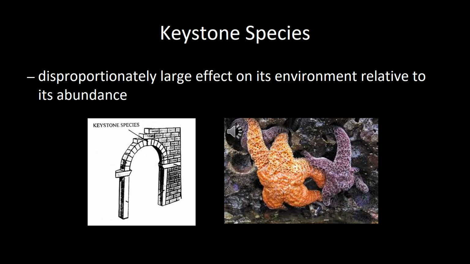Another important characteristic of communities would be the keystone species. These are species that have a disproportionately large effect on the environment that they live in relative to their abundance, meaning they're not really abundant, they're not like dominant species, but they have a big effect on many other species in that community. They're very important.